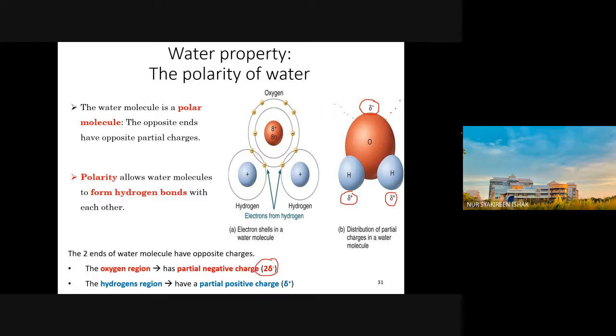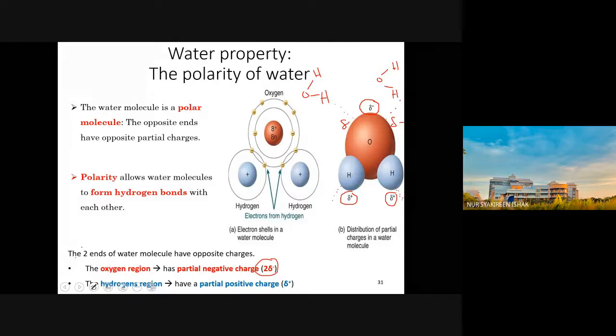So imagine there is another water molecule here; it forms a hydrogen bond with it. The same goes for the other side, because it has two partial negative charges. As for the hydrogen region, it will attract another water molecule through the formation of hydrogen bonds. Every time you draw a hydrogen bond, you always draw it using a dotted line. If you draw hydrogen bonds using a straight line, that indicates a covalent bond.